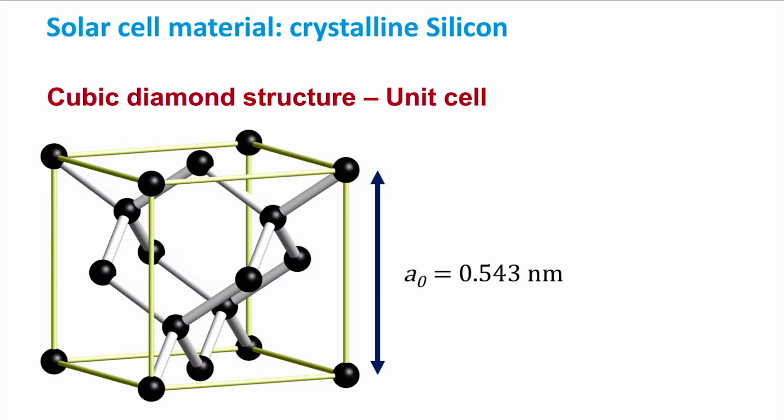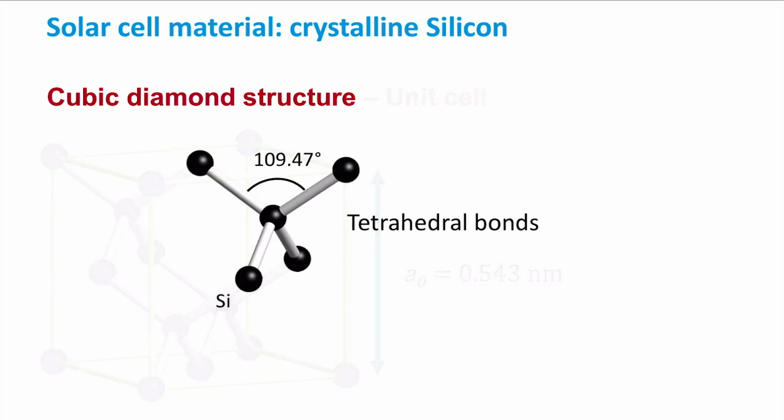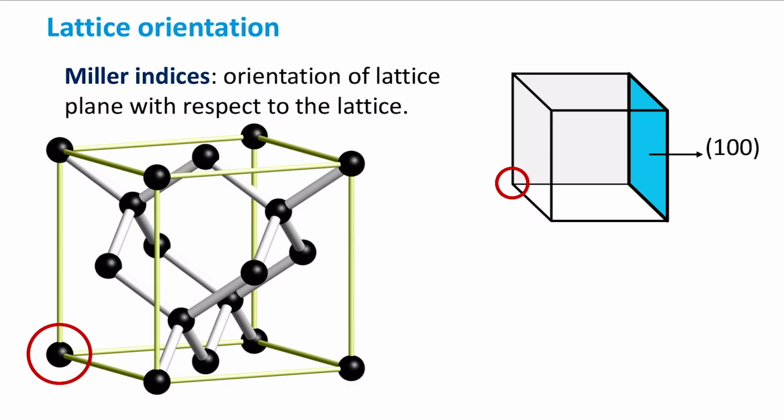The lattice spacing of crystalline silicon is 0.543 nanometers. When focusing on one silicon atom, we see that covalent bonds of this atom with 4 other silicon atoms form a tetrahedral structure with a bond angle of 109.47 degrees. We now return to the unit cell.